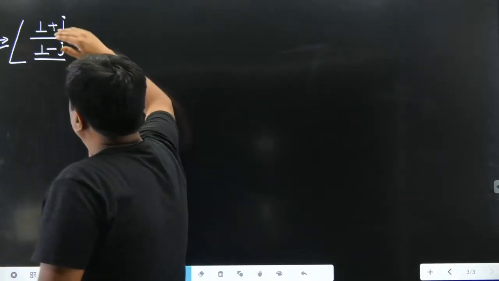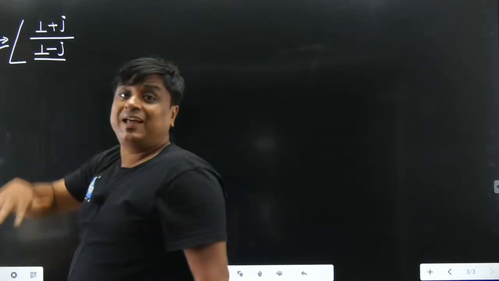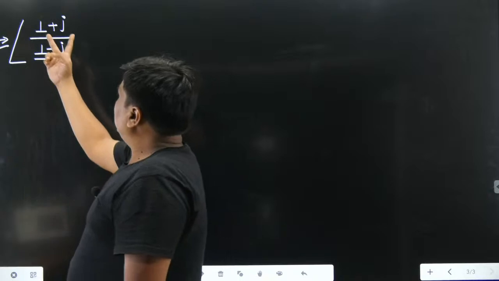Agreed, sir? So the factors which are left out towards the numerator are the only factors that are going to introduce the angle. May I know what factors they are? 1 plus j and 1 plus j.